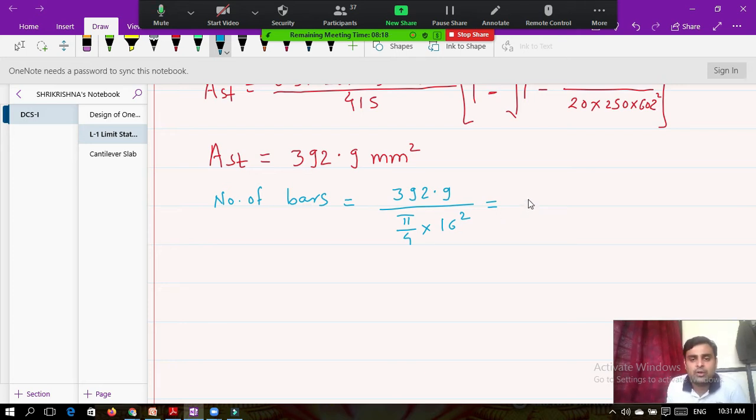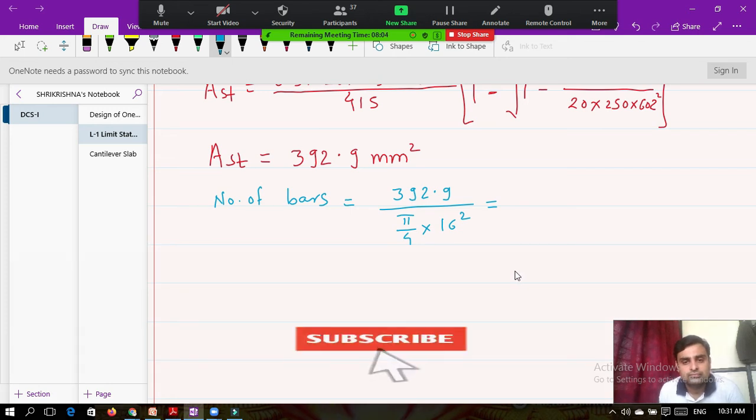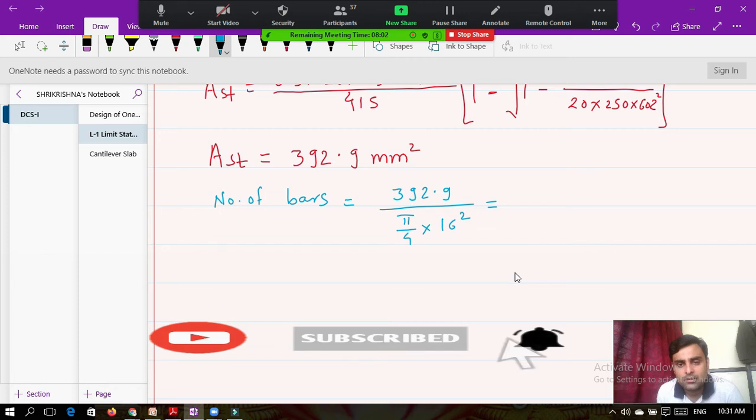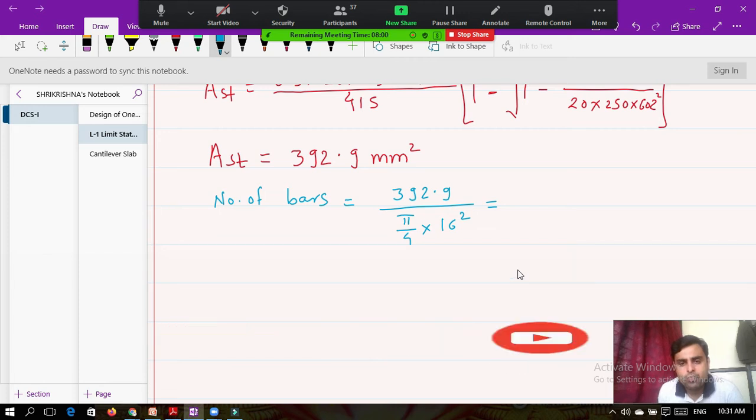Let me know the number of bars. Tell me the answer, afterwards we will round it up. What is the answer? 1.95. So we can round this to two numbers, 2 bars.